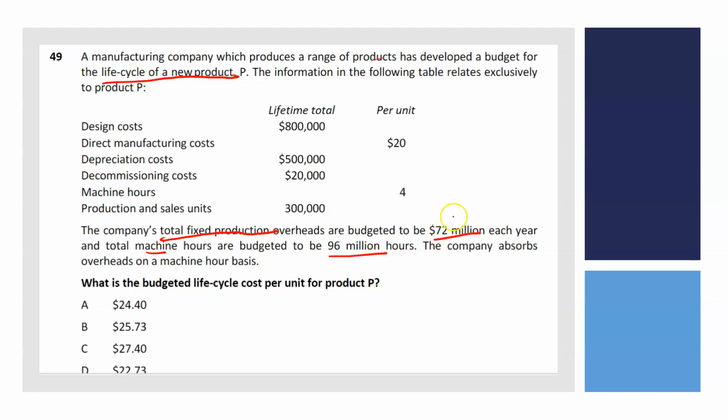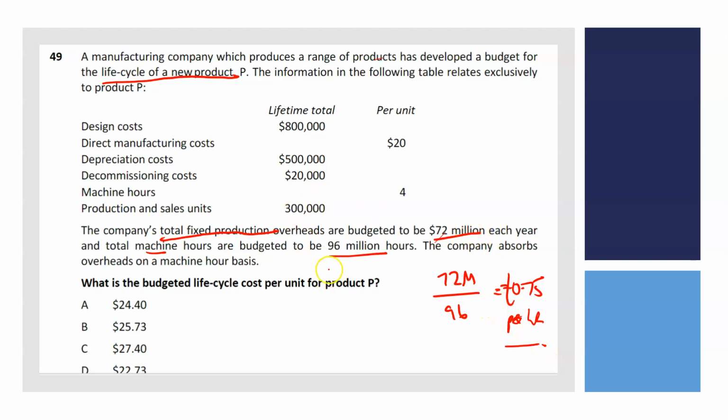So the best thing to do is to find the overhead absorption rate, right? Because if it's 72 million for the year and it's 96 million hours, that's probably the best thing to do first. So 72 divided by 96 takes us to 0.75. So you have 0.75 per hour. And that's brilliant. So you have that first.